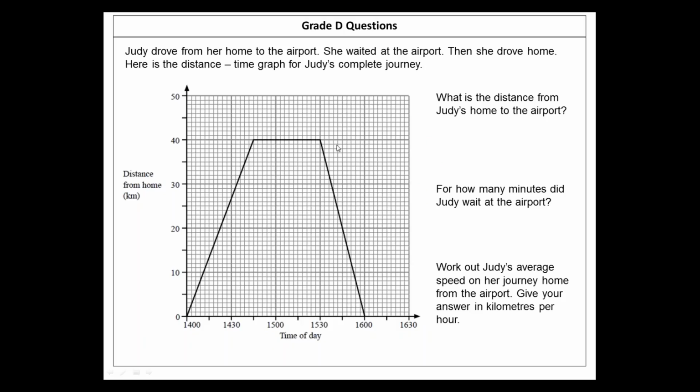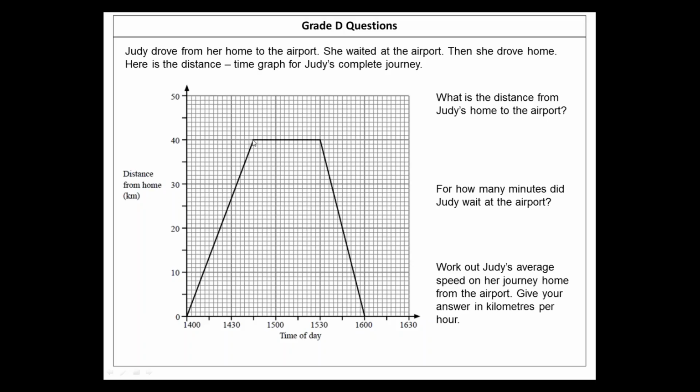So this is another way to do that. I'll skip. So here's the distance-time graph: distance from Julie's home to the airport. So she drove from her home to the airport. It must be 40 miles away. She picked someone up, or waited there just generally, and then drove home.